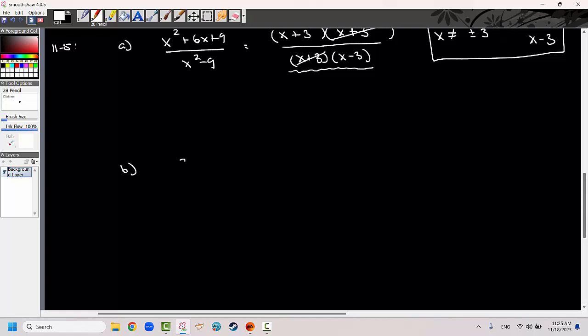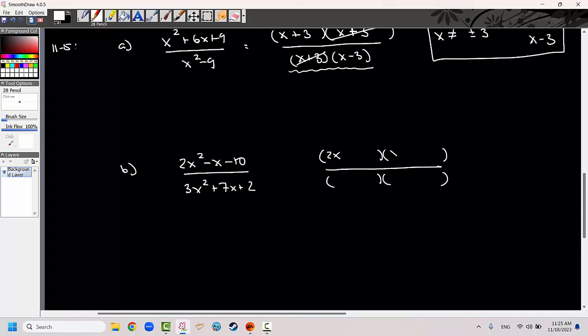So a little more difficult here. So 2x squared minus x minus 10 over 3x squared plus 7x plus 2. Okay, so a little bit heavier on the factoring. Let's go ahead and do it. So I'm going to go ahead and draw my bubbles up top and bottom. And again, if you need to use the area model, go ahead and use that area model. I will go ahead and factor this quickly. I think I'm going to go ahead and put the 2 right here and the 5 right here.